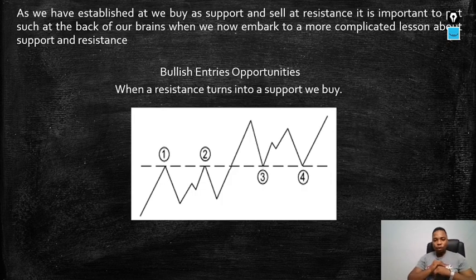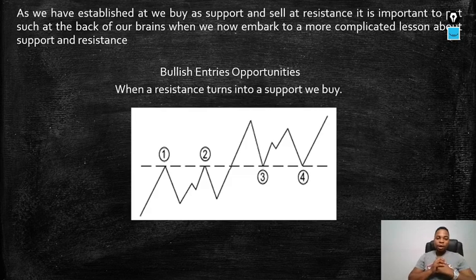Now it's gonna get a little bit complicated. Now we're gonna go deep into another strategy of support and resistance, which will become very much easier for you to master if you take note of everything that I'm about to say right now. As we have established, at support level we buy and at resistance level we sell. So let us just put that at the back of our brains, and now we're gonna be embarking on a new journey which is a bit more complicated, but it's gonna help you to master the context of support and resistance.